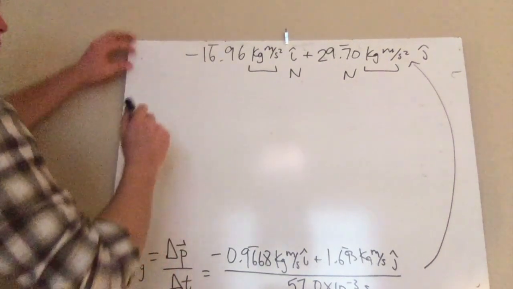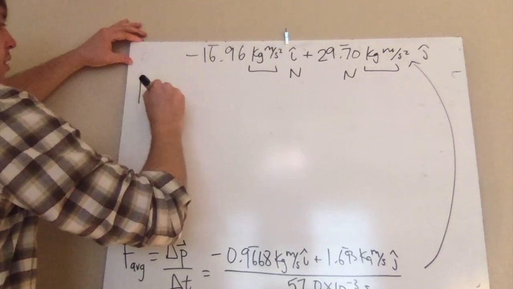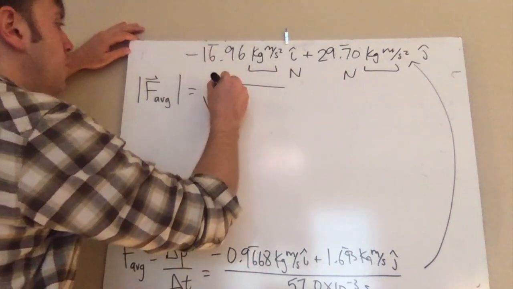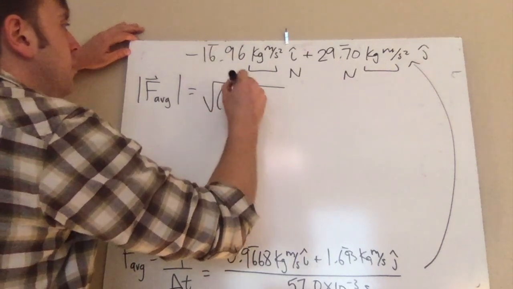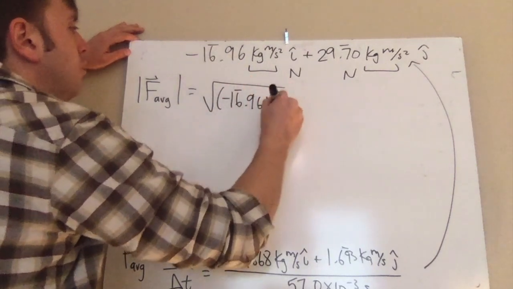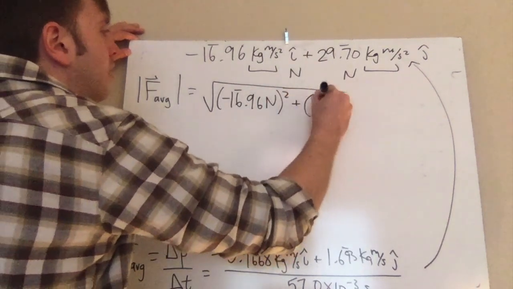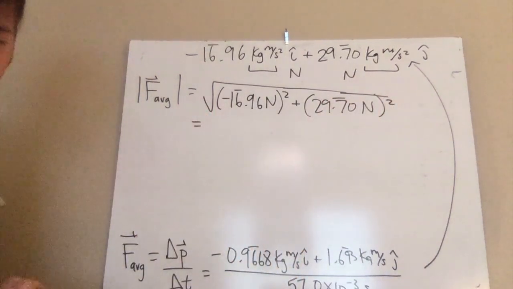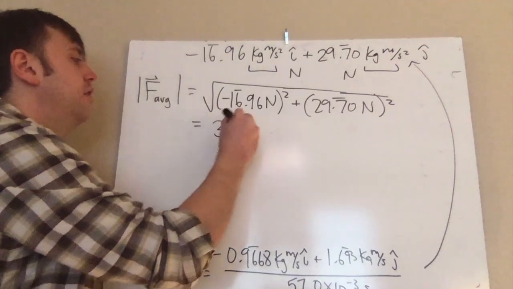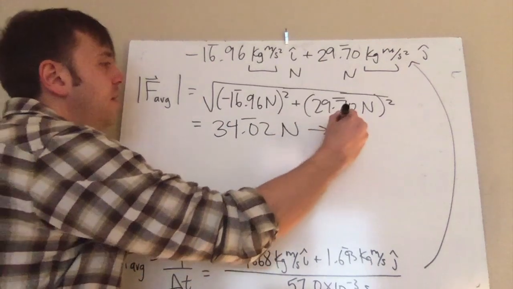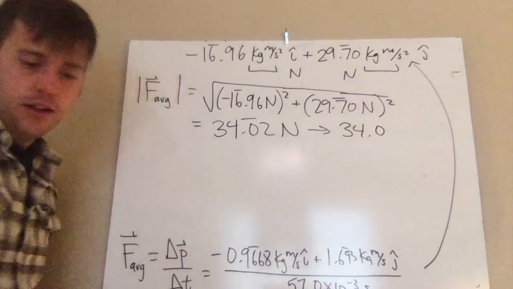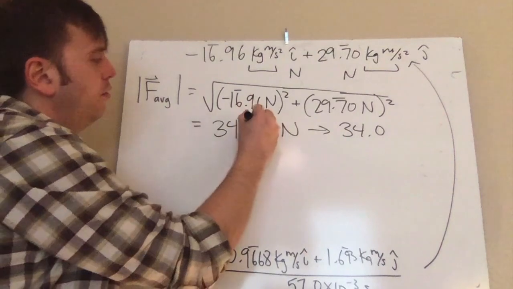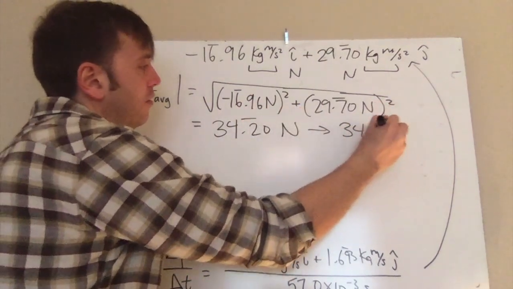Okay, so to take the magnitude of this force, just like any other vector, it's just the Pythagorean theorem, basically. We take the square root of the x component, which is 16.96 newtons squared, plus 29.70 newtons, and we square that as well. So the magnitude of this average force, if we work this out, comes to 34.02 newtons, and we'll round that to 34.0. Okay, 34.20 rounds to 34.2. That's what I should have said.